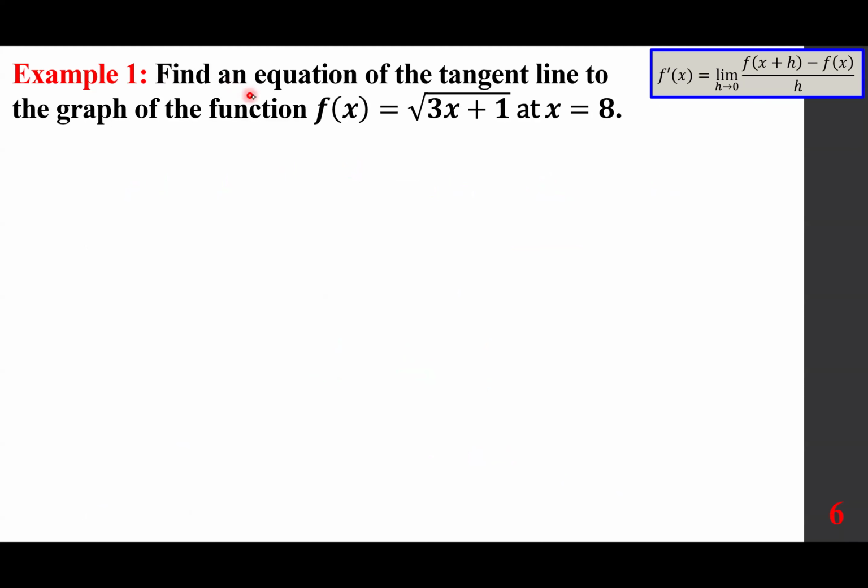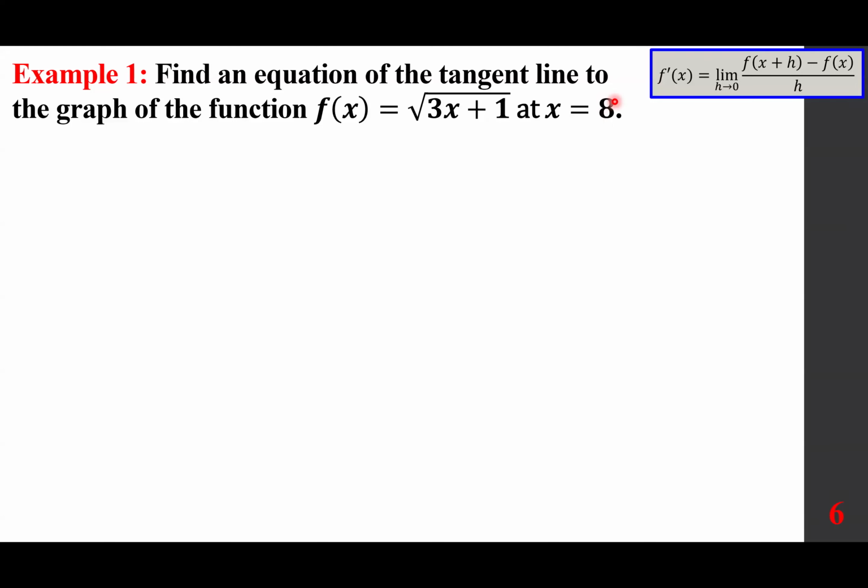Example 1: find an equation of a tangent line to the graph of the function f of x equals square root of 3x plus 1 at x equals 8. Just as before, we're supposed to find the equation of a tangent line, which means we need a pair, x comma y, and we need the slope at that point. As I mentioned before, they don't have to give us a pair. As long as x is given, we can figure out the y.